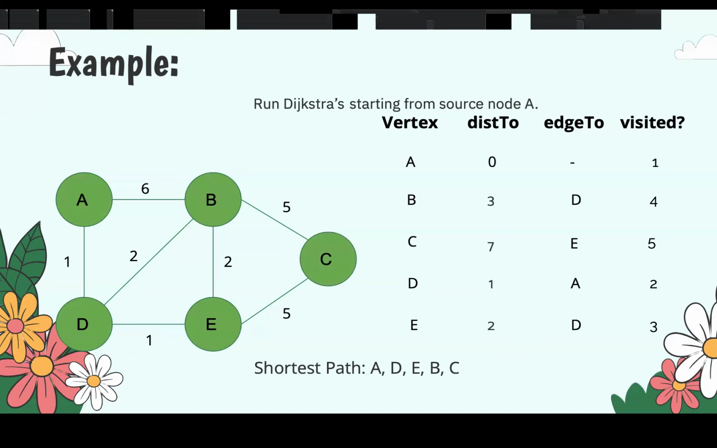Yes, question. Yes, the visited is just the order in which we're visiting the nodes, the order in which we're taking things out of the priority queue. So we started with A, then we went to D, etc.